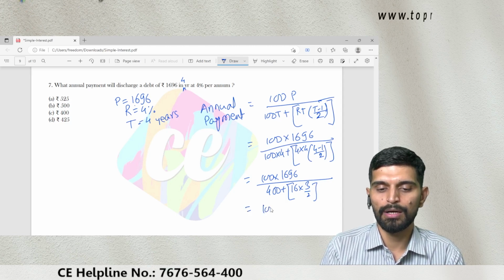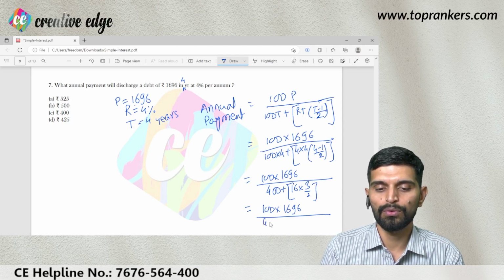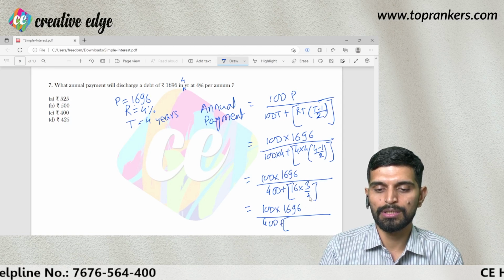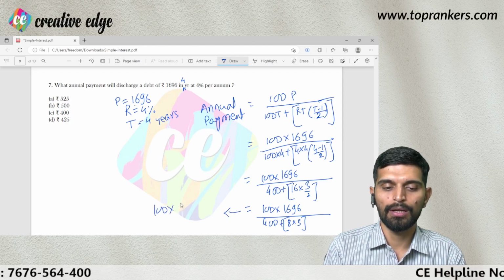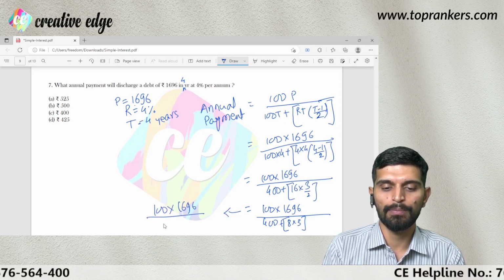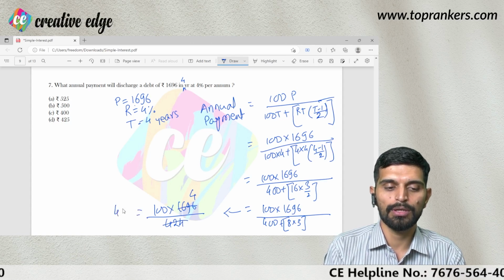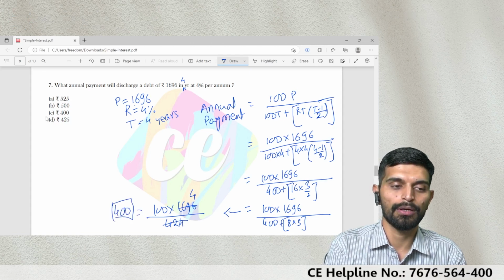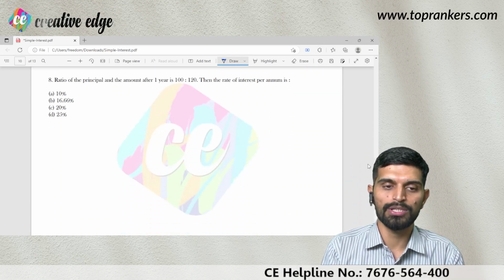So that is 100 into 1696 upon 400 plus, this 2 and 16, this 16 divided by 2 gives you 8, 8 into 3. So this will finally give us 100 into 1696 upon 424. And if you cancel by 424, it will be 4 times. So the result will be 400. And the correct answer is option C. Now let's look at the next question.